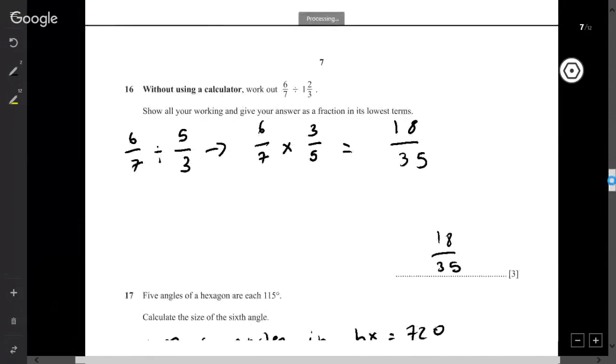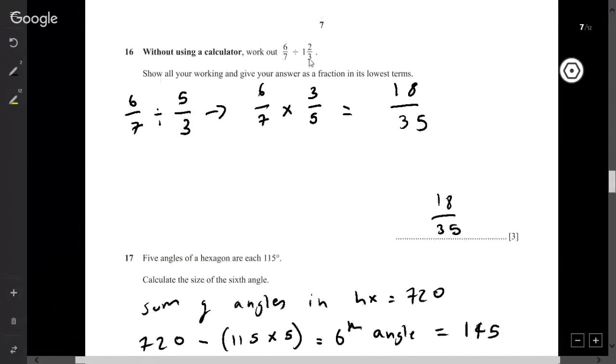Question number 16. Without a calculator, work out this. Okay, well, 6 over 7 divided by 5 over 3 is the same as 6 over 7 times 3 over 5. So just do that in your head. We know 6 times 3 is 18 and 7 times 5 is 35, and that is its lowest term.